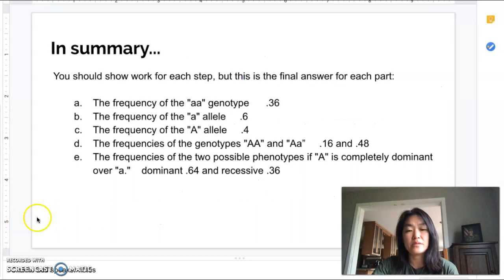There's a lot of steps. Here's the summary in case you would just like to see a summary, but on your paper you should be showing how you got each of those numbers. So for the first one, you would go back and say, okay, homozygous recessive genotype, that's equal to q squared, and then you would define that as 0.36. So just make sure you show me some work for each problem.